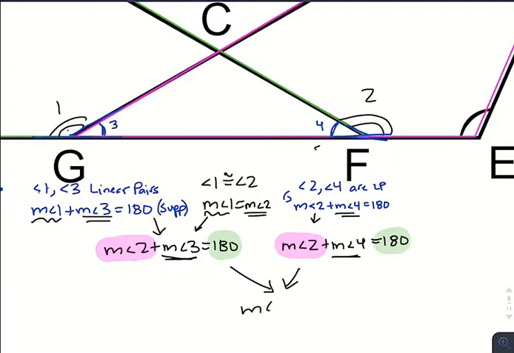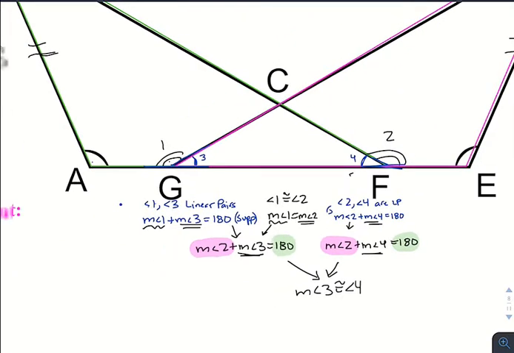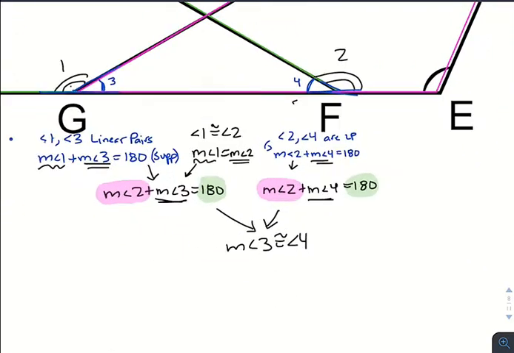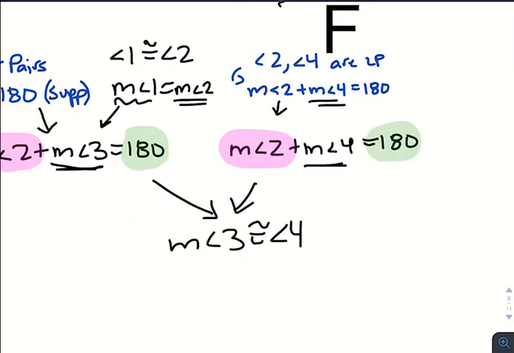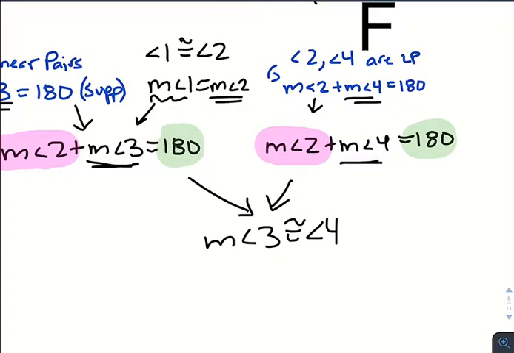If we combine these two equations together now, the only conclusion that we can reach is that angle 3 has to be congruent to angle 4. It has to, because everything else around them is also congruent. And so those pieces have to be congruent too. This is like the rule of congruent parts. If everything around them is the same, then those have to be the same too.